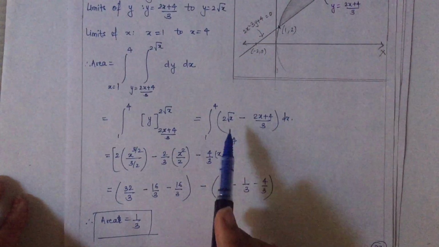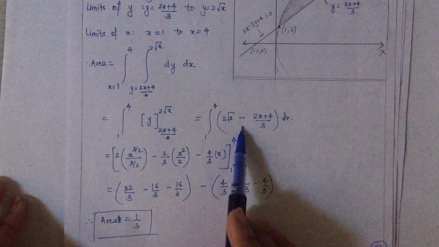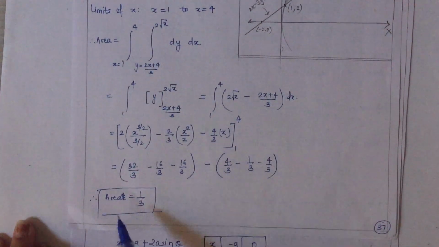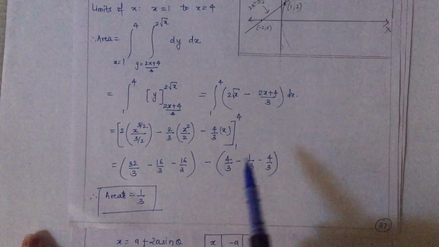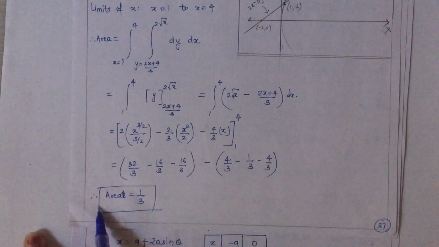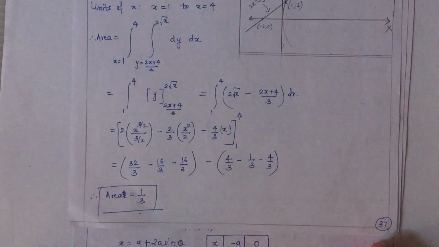Okay, so then this is the value in x. Evaluating with respect to x, we get the value, that is the area for the given region, as 1/3.